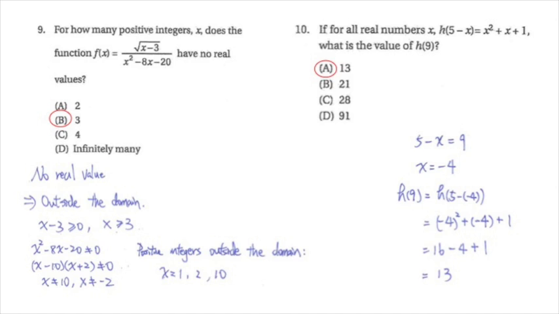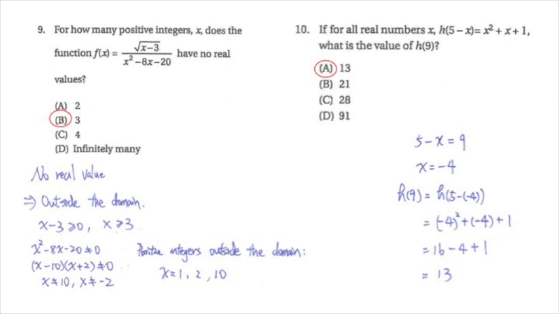Factoring, we have x minus 10 times x plus 2 cannot equal to 0, so x cannot equal to 10, and x cannot equal to negative 2. So we want to find out how many positive integers are outside the domain. So x greater or equal to 3, the numbers that are not within this range are 1 and 2, and x also cannot equal to 10. So in this case, we have 3 x's that will make f of x have no real value.